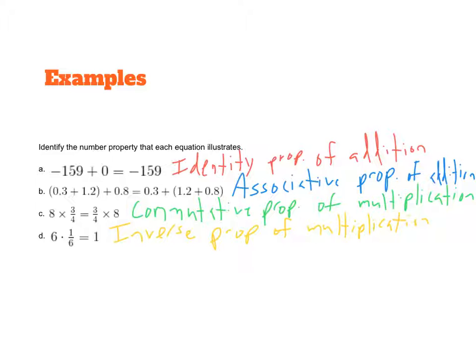In the third one, we've got 8 times 3/4 is equal to 3/4 times 8. So we're changing the order that they're being multiplied, so that is the commutative property of multiplication. And in the last example, we've got 6 times 1/6 is equal to 1. So we're multiplying our number by something to give us 1. That is the inverse property of multiplication.